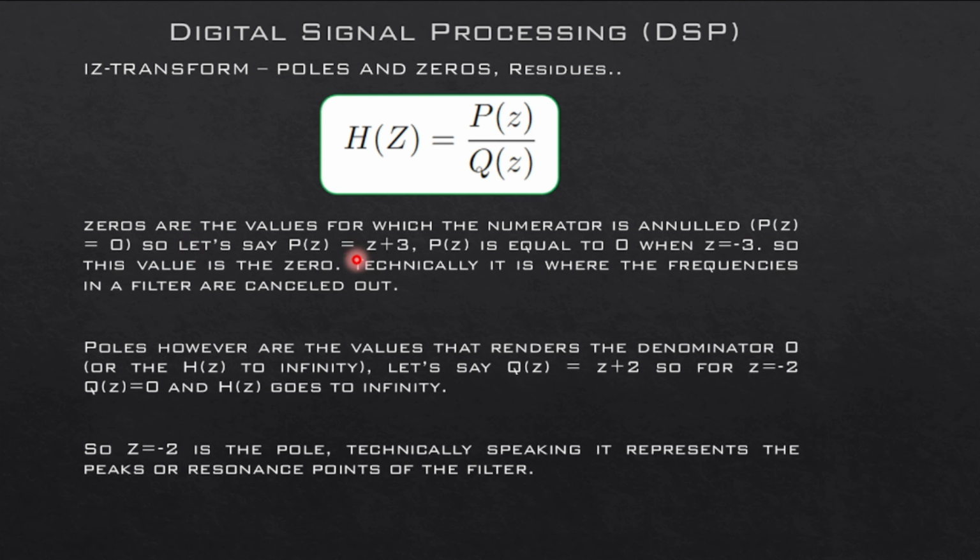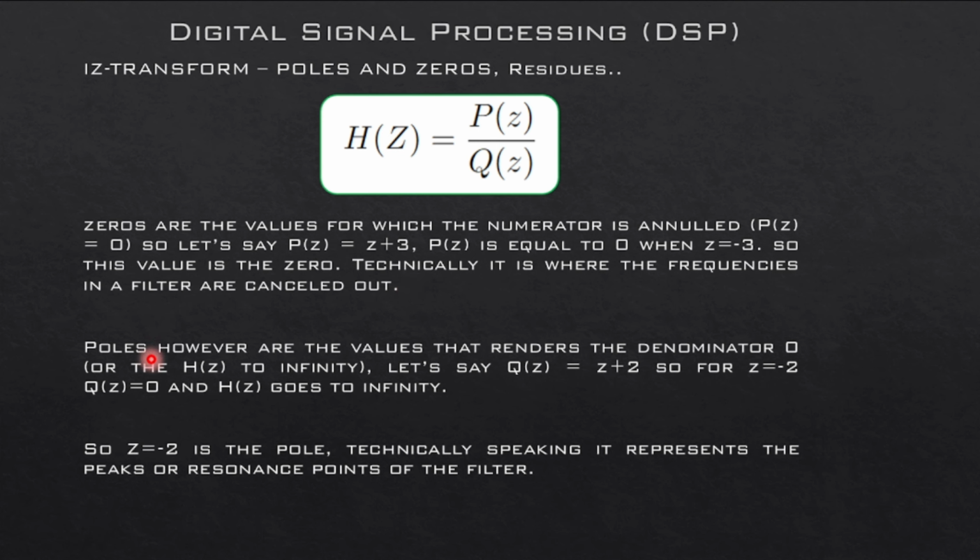So let's say P(z) is equal to z plus 3. P(z) is equal to 0 when z equals minus 3. So z equals minus 3 is what we call the zero, okay? And it is represented on the complex plane, with the unit circle, by a rounded dot, if you will. Technically, for a filter or a system, this represents where the frequencies in a filter are cancelled out, where you have a drastic attenuation of the signal. This is what we define by a zero.